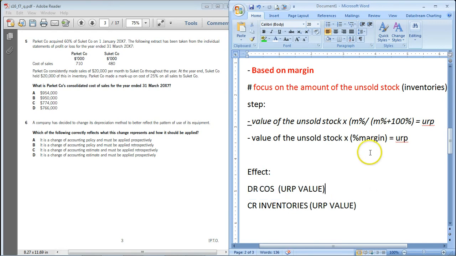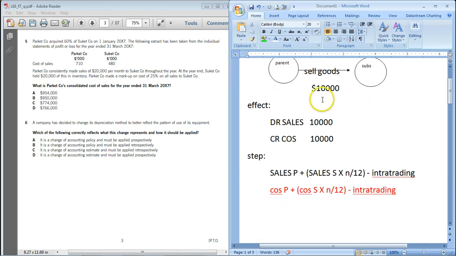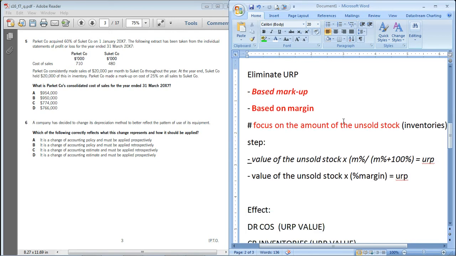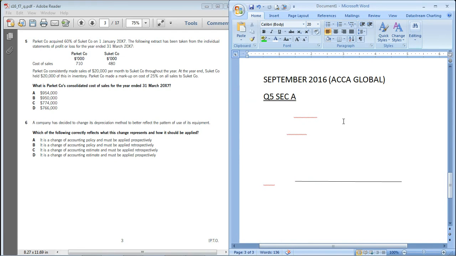Alright, so now I want to focus on applying the understanding of the calculation I've taught, eliminating intra-trading and eliminating URP. Now we are focusing on September 2016 ACCA Global Question 5 Section A. Alright, this is the question. You have to read as fast as you can and extract the information as fast as you can, and just look at the keywords only. But for this video, I will not teach you the technique of answering fast, but more on the knowledge, because I want you to apply it for Section C as well.